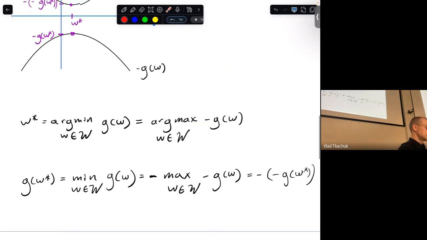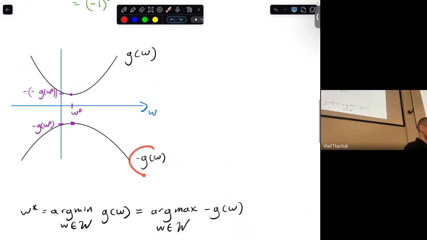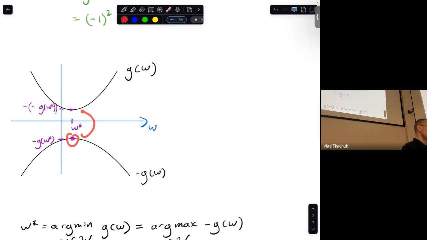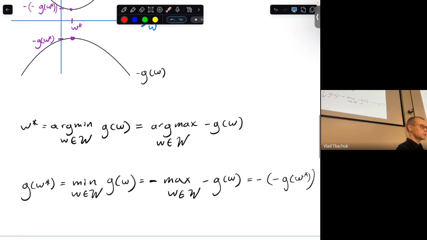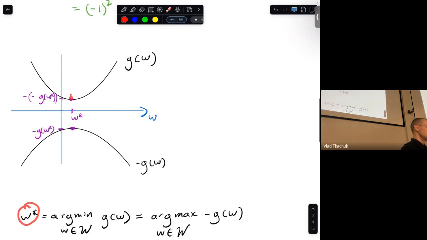That's right. That's why the minimum of g of w is equal to the negative of the maximum of negative g of w. So let's look here. This is negative g of w. This is the maximum of negative g of w. And then if we take another negative outside, this will take this point and flip it here. And once again, the maximum of negative g of w is achieved at w star. As we saw, it's achieved at the same point.